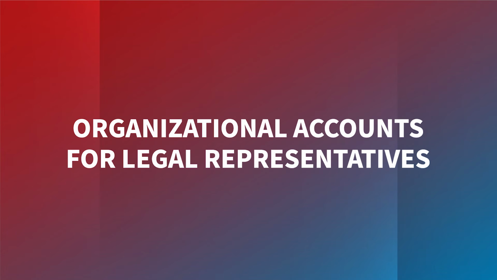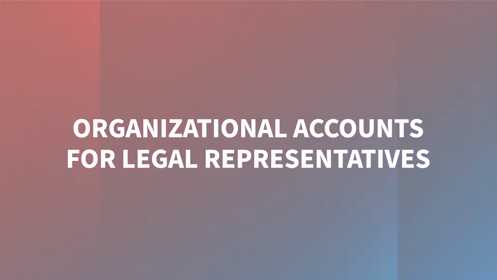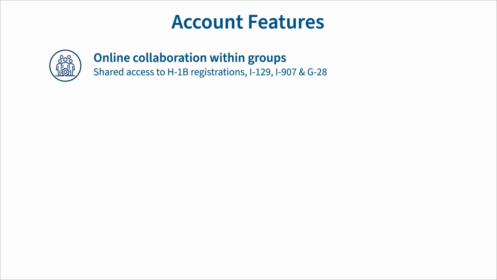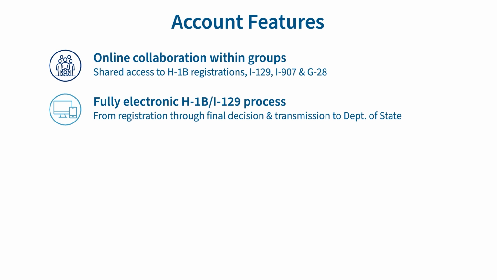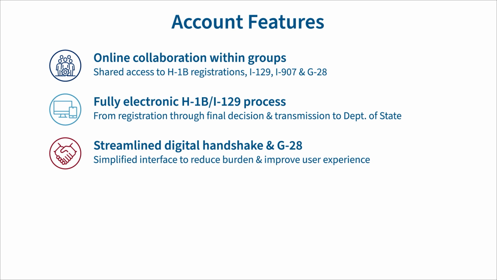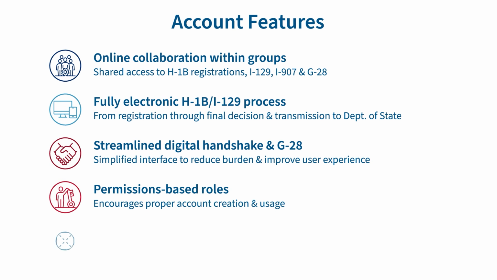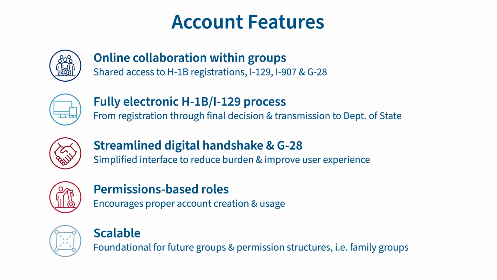U.S. Citizenship and Immigration Services organizational accounts allow petitioning companies and their staff to collaborate online with a company group on H-1B registrations, Form I-129 H-1B petitions, and Form I-907 requests for premium processing. This also includes online collaboration between legal representatives and their company clients.